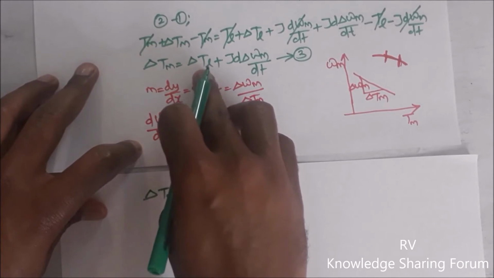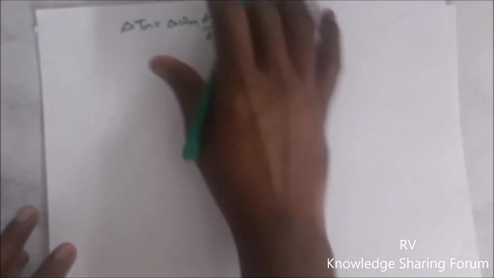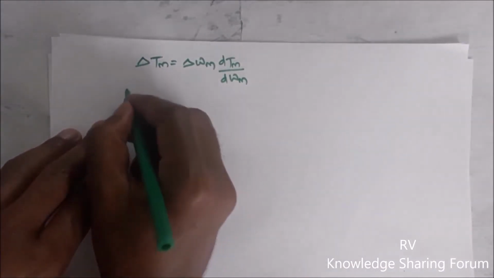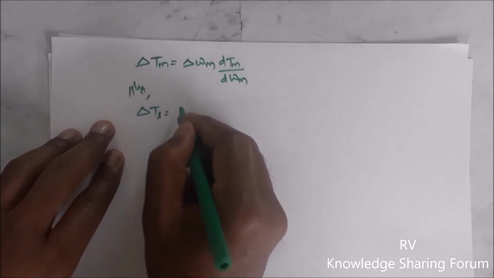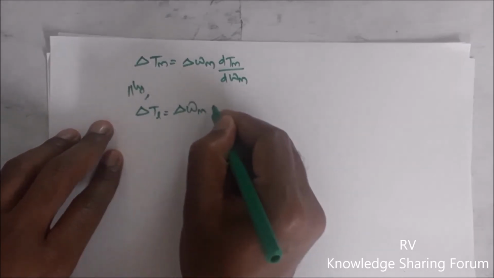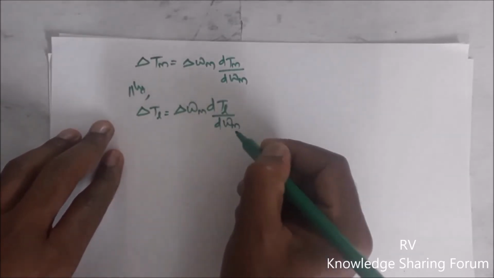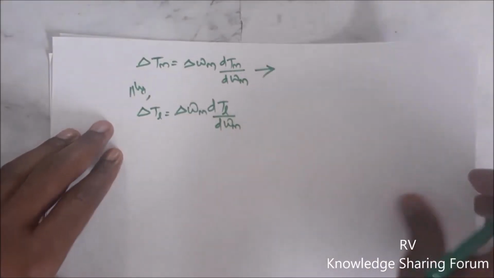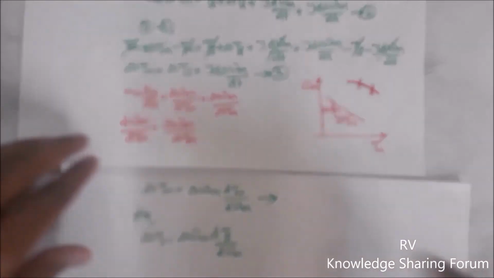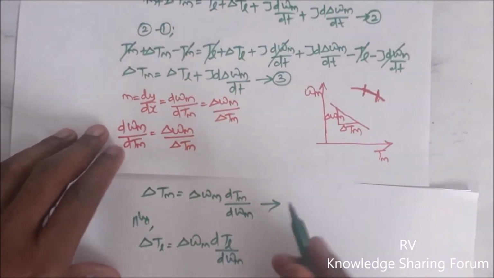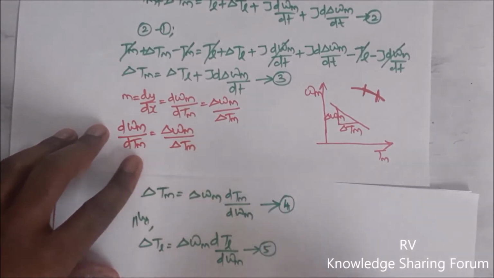Similarly, we have to find the value for delta TL also. From this equation itself, we can write for delta TL also, delta TL is equal to delta omega m into dTL by d omega m. So now let us number this equation. The previous equation was 3. So let us number this equation as 4 and this equation as 5.